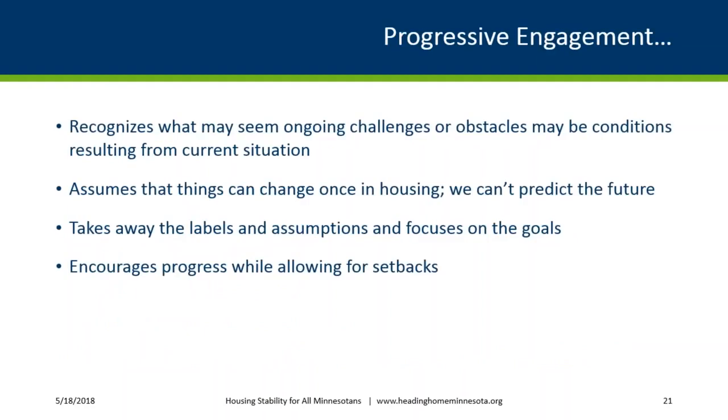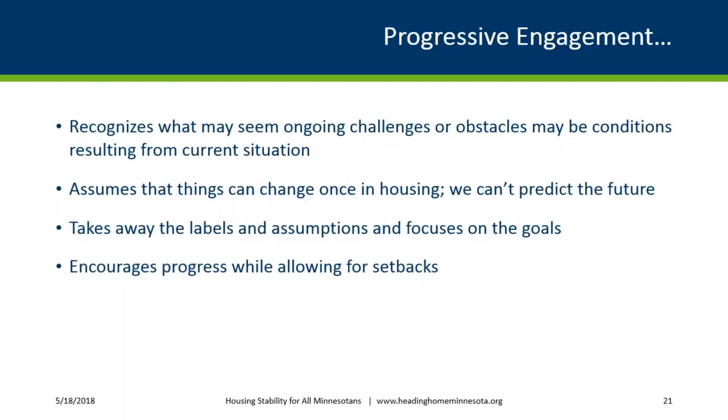So progressive engagement really recognizes those things. Some of the things that look like they could be challenges or obstacles really could be resulting from the current situation. Things can change. We don't predict the future very well, so it's important to know the past. And it also takes away the labels and assumptions. It really focuses on the goal.